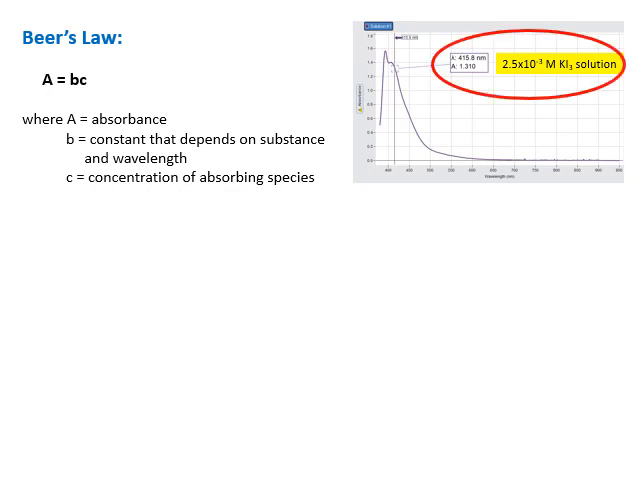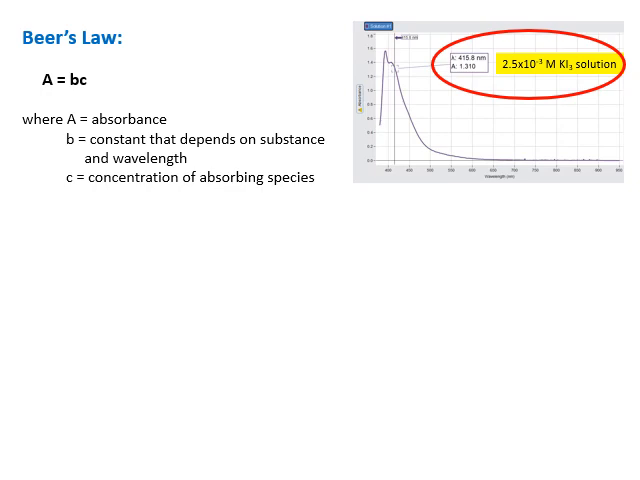From the information in this plot and the known concentration of the stock solution, we can determine the Beer's law constant for potassium triiodide. Beer's law states that the absorbance of the solution will be directly proportional to the concentration of the absorbing species. This law holds true as long as you always measure the absorbance at the same wavelength of light. We used this simplified version of the Beer's law in our experiment.